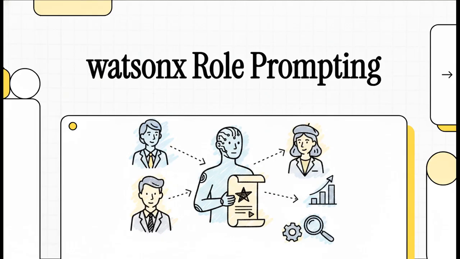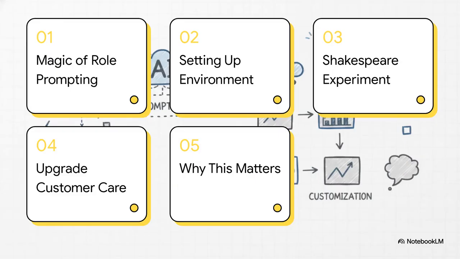solves problems. Our roadmap for today covers: 1. The magic of role prompting. 2. Setting up the environment. 3. The Shakespeare experiment. 4. Upgrading customer service. And 5. Why this matters. Let's jump right into it.